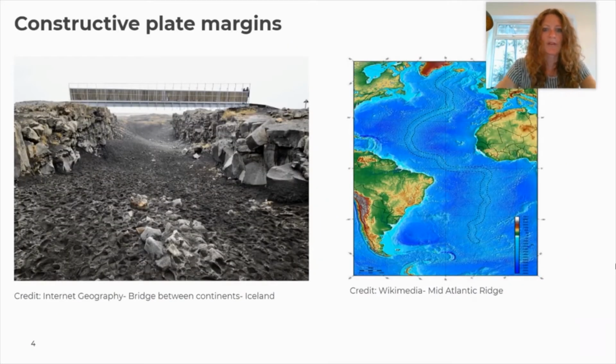So, first of all, let's have a look at the photograph. The photograph on the left-hand side is a photograph of a constructive plate margin in Iceland. Iceland is incredible because where you see the gap down the middle, that is a plate boundary. It's one of the only places on the earth where you can see a constructive margin this clearly. Essentially, the rock on the left-hand side and the rock on the right-hand side represent two different tectonic plates, the Eurasian plate and the North American plate, and they are moving apart.